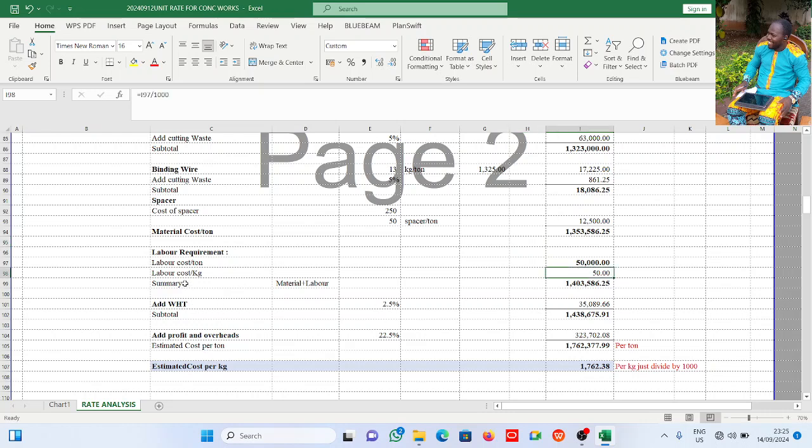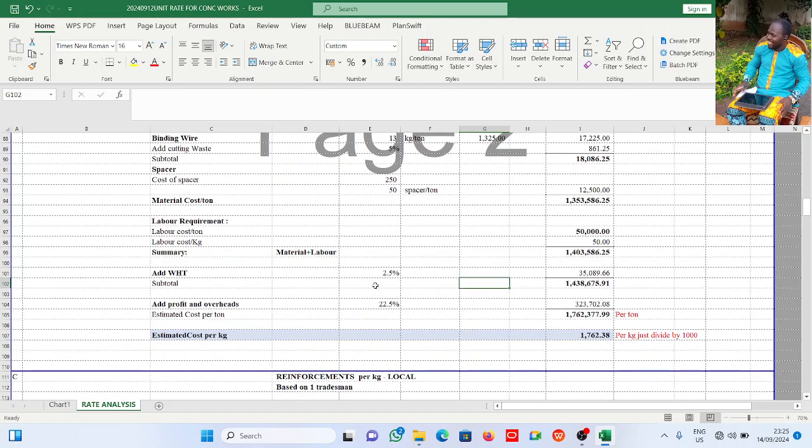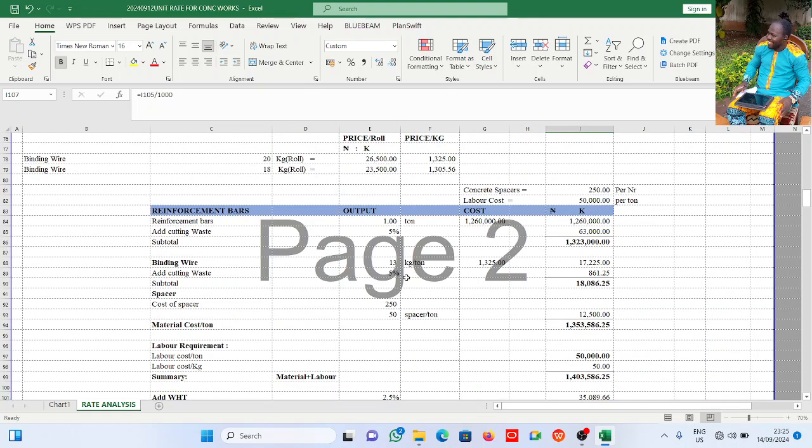So if I add the summary of material and labor, that gives me 1,403,586 naira 25 kobo. If I add withholding tax of 2.5% and profit and overhead of 22.5%, I'll be having 1,762,377 naira 99 kobo per ton. If I divide by 1,000, I'll get it in kg. So this is the cost per kg. This is basically how you prepare the rate analysis for reinforcement works.